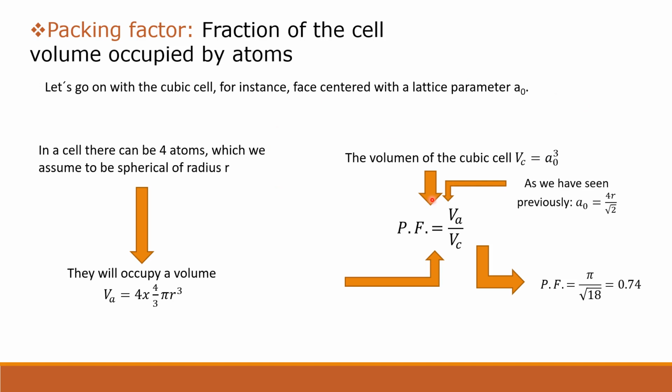That's the cell volume. And then the packing factor must be the ratio between these two volumes, V sub A over V sub C, the volume occupied by the atoms divided by the volume of the cell. And then the packing factor is this number. This is the ideal packing factor for the FCC.